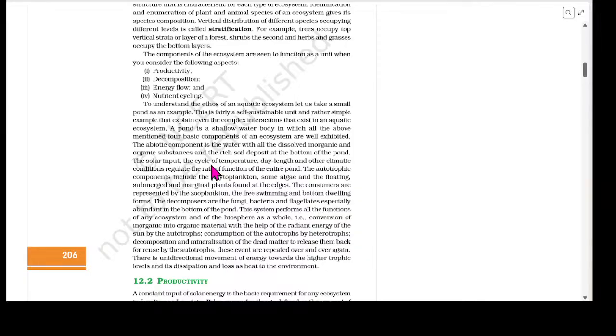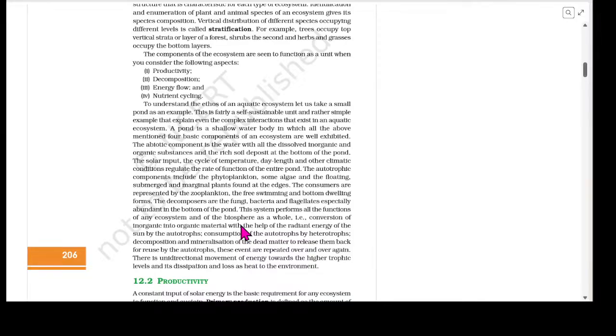The solar input, the cycle of temperature, the day length, and other climatic conditions regulate the rate of function of the entire pond. The autotrophic components include the phytoplankton, some algae, and the floating, submerged, and marginal plants found at the edges. The consumers are represented by the zooplankton, the free swimming and bottom dwelling forms. The decomposers are the fungi, bacteria, and flagellates, especially abundant at the bottom of the pond. This system performs all the functions of any ecosystem and of the biosphere as a whole.